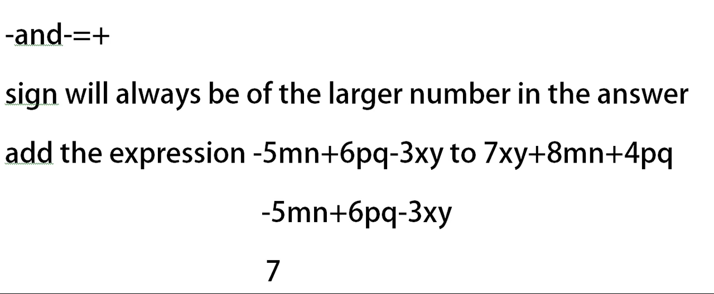The first one is mn. So in the second expression, look for the mn term. The mn term is plus 8mn. So that plus 8mn you will write just below minus 5mn. The second term is 6pq. So look for the pq term in the second expression. The pq term is 4pq and carries a plus sign. So I will write plus 4pq just below the pq term.